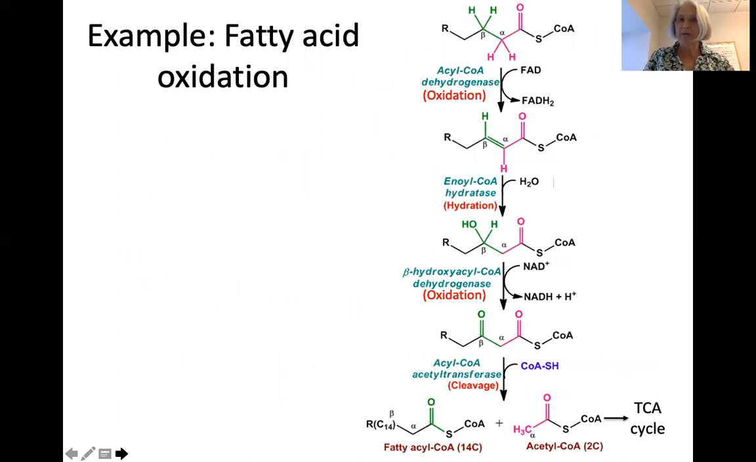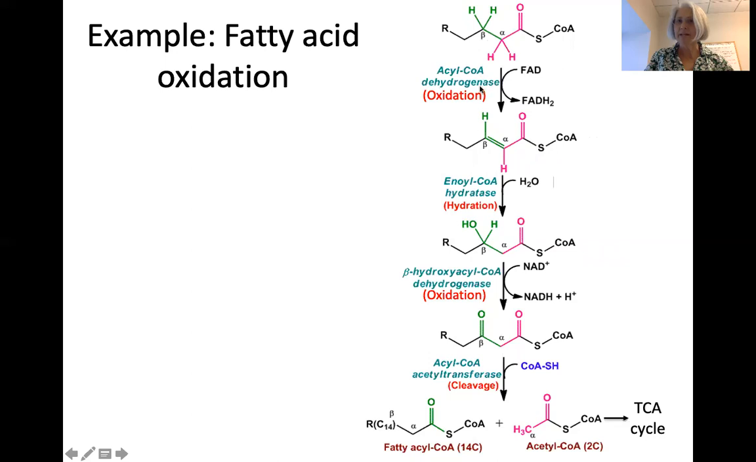This is the pathway of fatty acid oxidation, or beta oxidation. And you'll see that there are two dehydrogenases, two oxidation steps in this process. So what we're looking at the top is just a piece of a long chain fatty acid. This R group represents a long chain fatty acid tail here. And it's called beta oxidation because you're going to see the beta carbon here is the one that's getting oxidized.